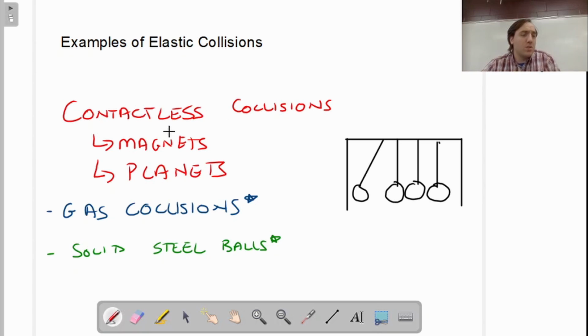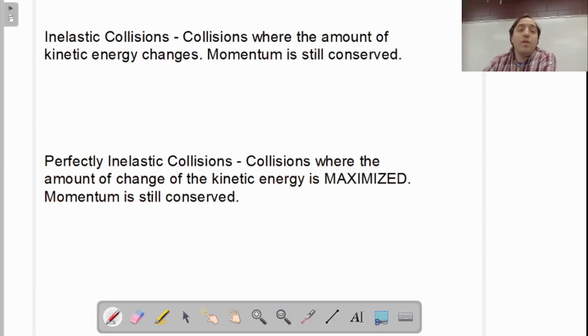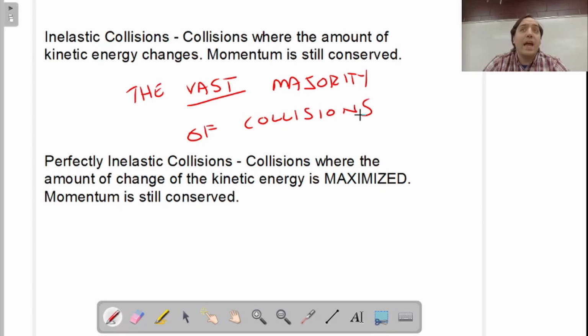So these are the types of collisions where energy is conserved. Well, what about the collisions where it's not? We refer to these as inelastic collisions. Inelastic collisions are where the amount of kinetic energy changes. Momentum is still conserved. These are the vast majority of your collisions. Any explosion is an example of this because you're gaining kinetic energy. Most of your collisions will be inelastic in some shape, way, or form.